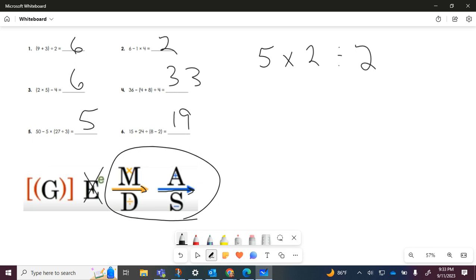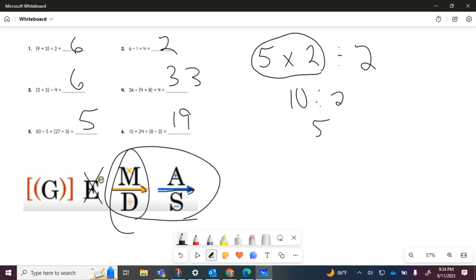So here I've got multiplication and division. In this instance, I'm going to do the multiplication first because see how these are side by side? I'm going to do whatever's on the left first. The multiplication sign is on the left, the division is on the right, so I've got to multiply first. 5 times 2 is 10, divided by 2 would be 5.